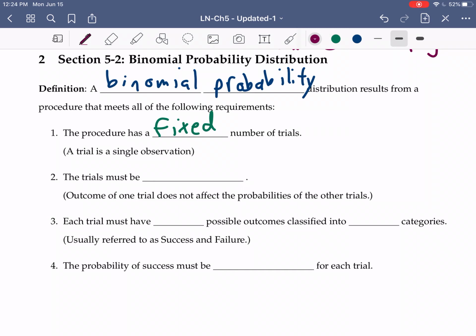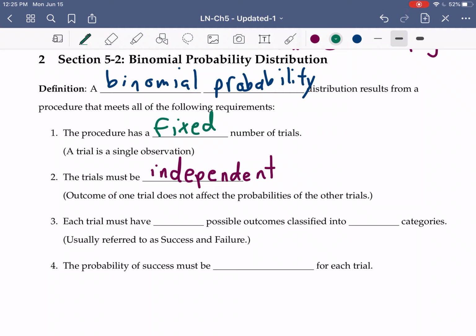The second is the trials must be independent. When we say trials are independent, that means the outcome of one trial does not affect the probabilities of the other trials. So if we know we have a success on a single trial, it does not affect the probability of success on the following trial or any of the subsequent trials.